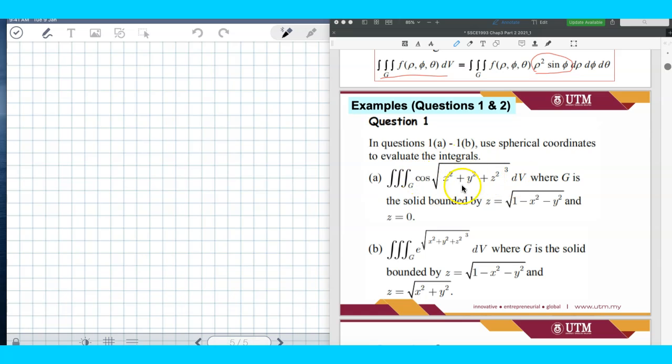So the given integral is in terms of x, y, z, which you have to convert from Cartesian coordinate into spherical coordinate. Meaning that you have to make sure that your triple integral will be transformed into the rho, phi and theta terms. So no more x, y and z.